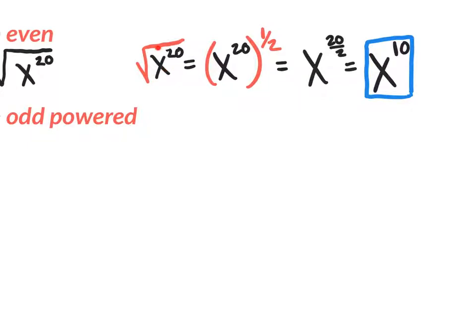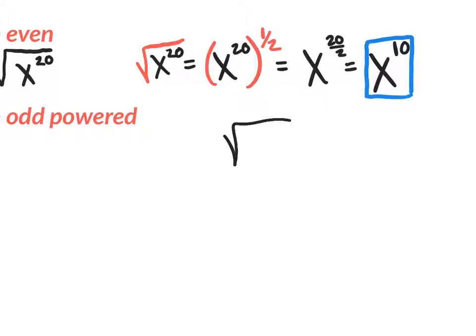So the square root of x to the 20th, we all know that the square root can be written as the 1/2 power. And we all know from the rules of exponents that a power to a power you have to multiply. So 20 times half is simply half of 20, 20 divided by 2, which becomes 10. So it's really easy to take the square root of any variable that has an even power.